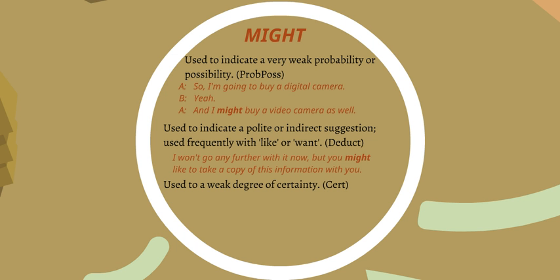Used to indicate a weak degree of certainty, just like the weak degree of probability and possibility. I might go to the disco tomorrow night, but the last time I was there, I was bored. Yeah, a low level of certainty here. I didn't have fun last time, so I'm not really certain that I want to go back and not have fun again. So again, very weak. So notice that might is used mostly in weak situations or in very polite, very formal situations.